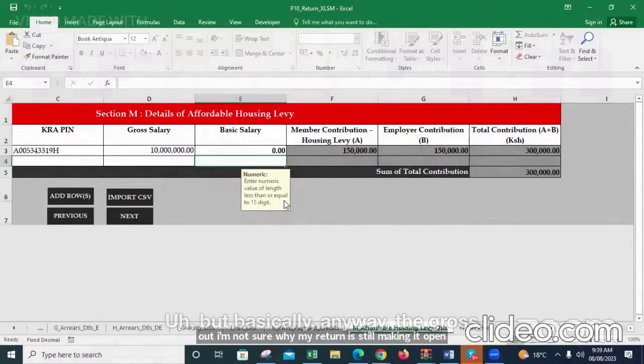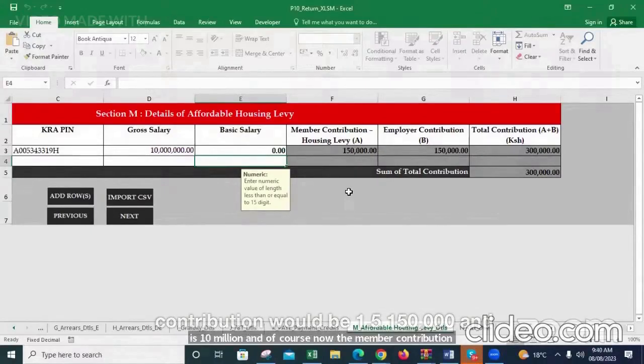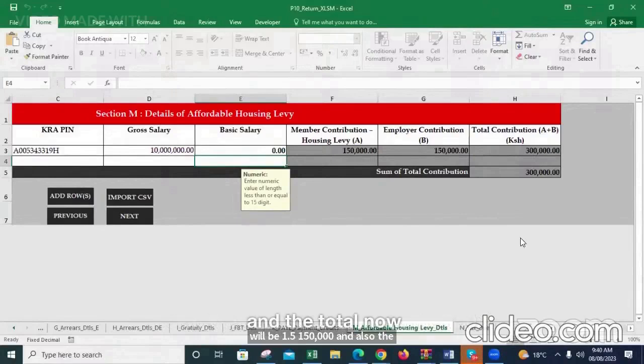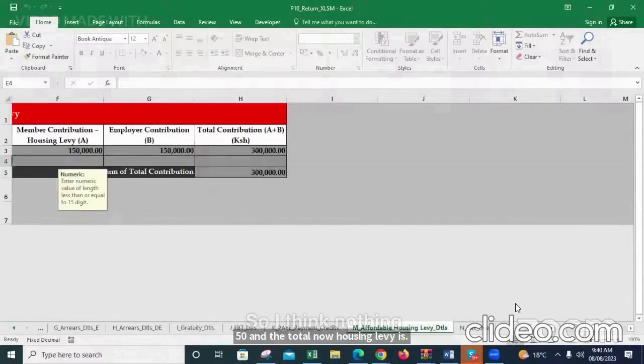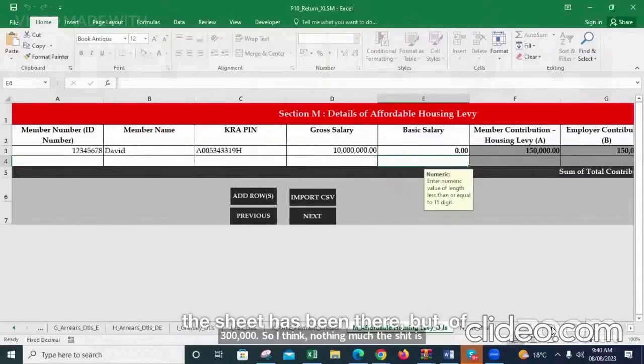But basically, the member contribution for housing levy is being charged on the gross salary. For myself, in this example, it is 10 million. And of course, now the member contribution will be 150,000, and the employer also matches the 150,000, and the total housing levy is 300,000. So nothing much. The sheet has been there, but some changes were done in the first week. Around the 1st of August, we updated this. We came up with a new pay return with a few changes, removed the capping, and charged the housing levy on gross salary and not on basic salary.